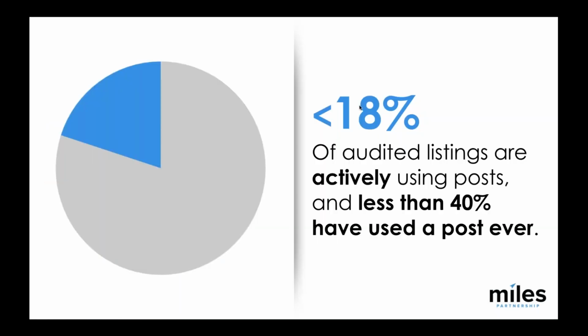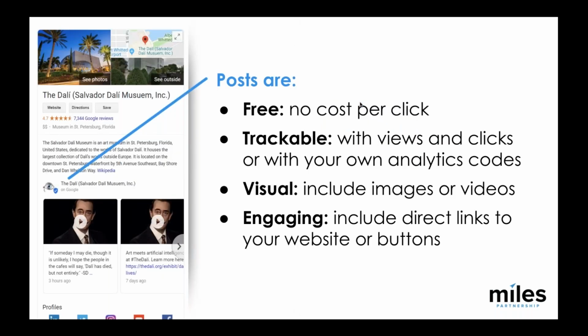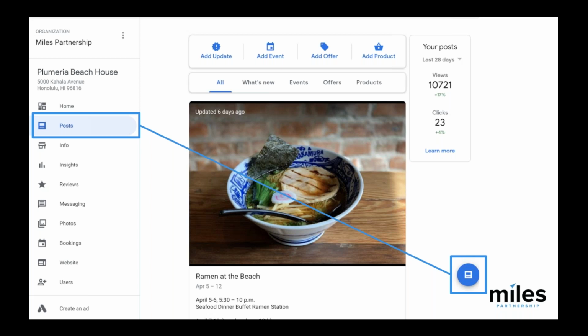Less than 18% of the audited listings are actively using posts, and less than 40% have ever used a post. So if you haven't used a post yet, don't feel bad. Again, we're here to just show you all the different opportunities that are available, and this is one way to take your presence online with Google to the next step, and that's by actively using the post feature. Some bullet points worth noting here is that posts are free, they're trackable, they're visual, as well as engaging. Remember that you have complete creative direction over the photo, over the description, and over the link that you drive traffic to.